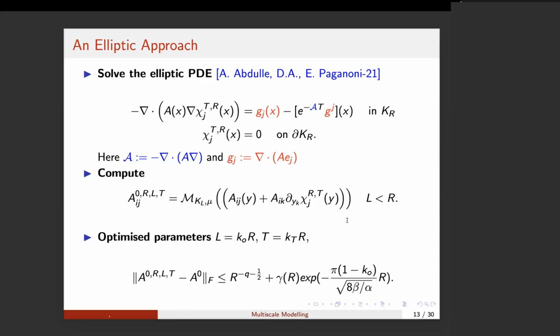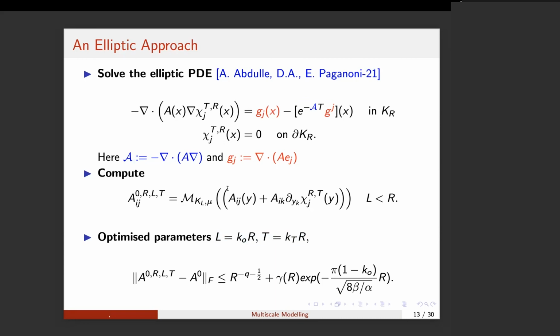Then we are able to prove, again, exponentially decaying bounds for the approximation of the homogeneous coefficient. And here, again, this is based on optimally choosing the values of L and T. The idea behind this is also very similar to the parabolic approach, but the formulas are much different there. So essentially, there are two differences.